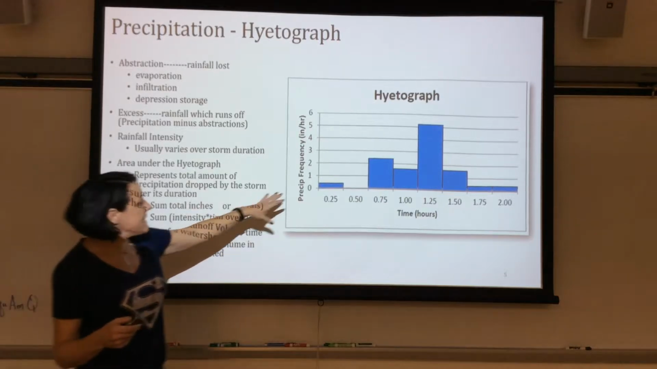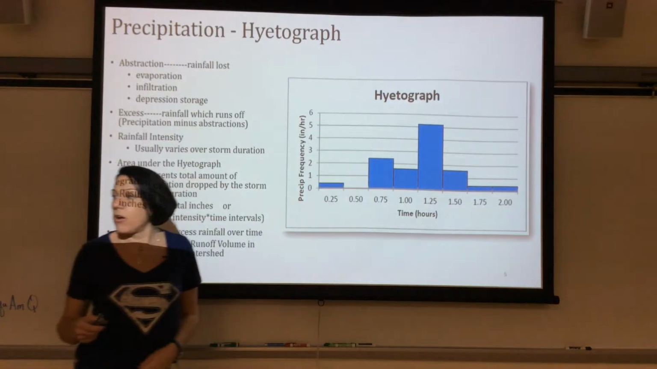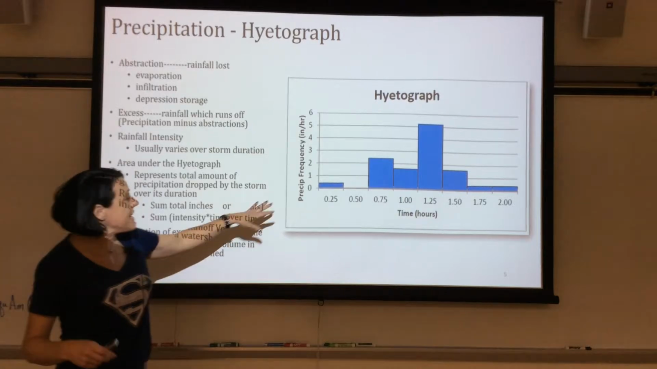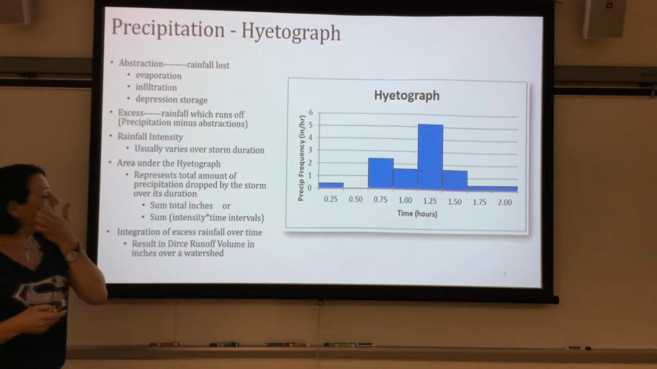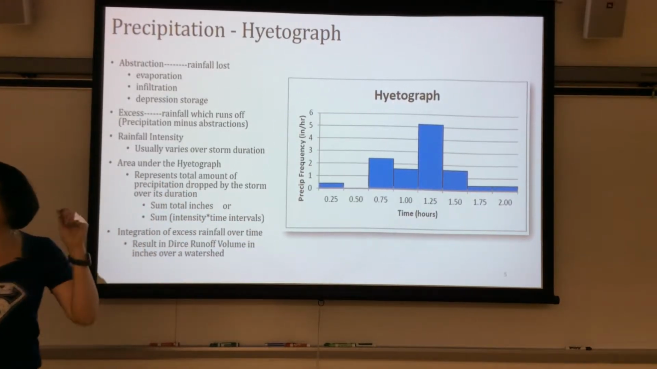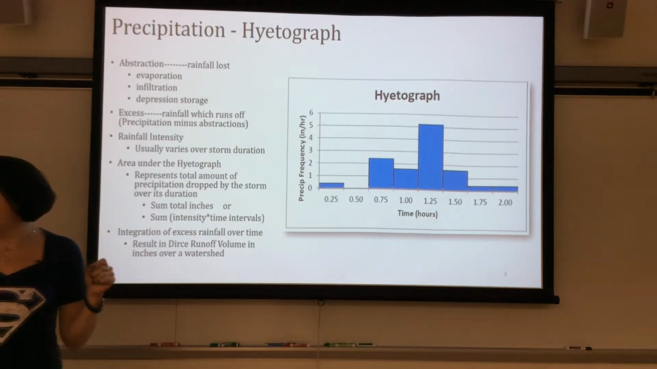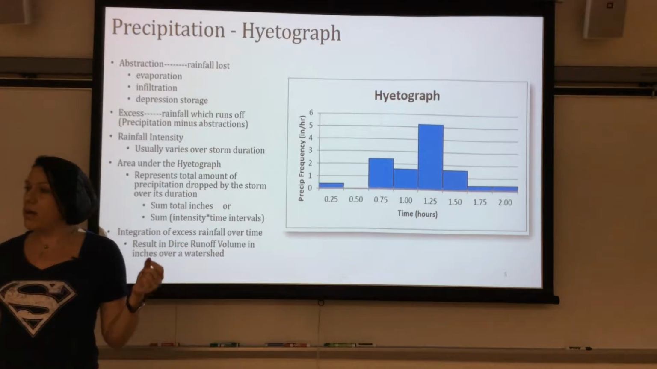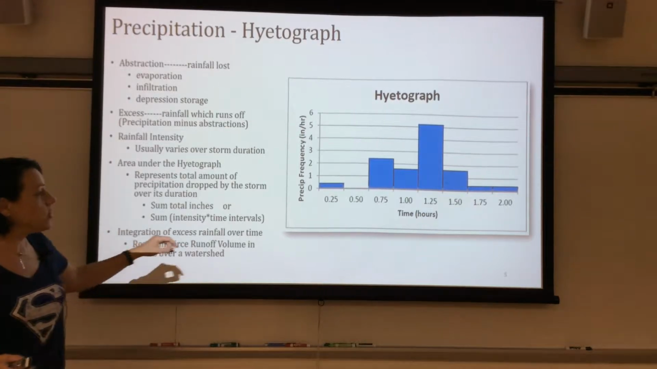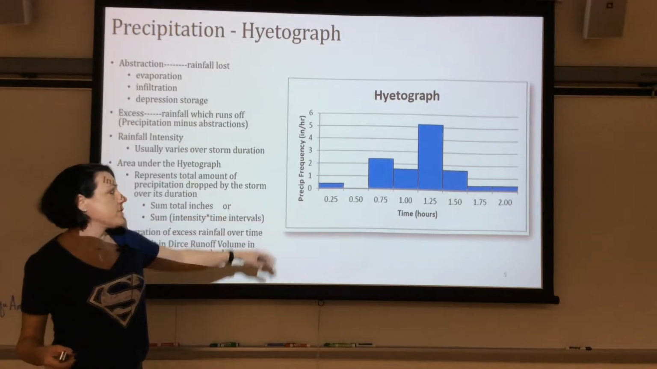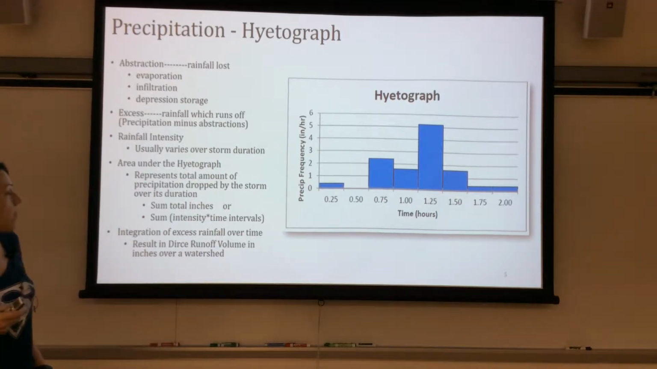Now, the intensity, notice that the rainfall varies. So this is inches per hour. You go out and take a rain gauge, usually a tipping bucket or something like that, and you get how much rain falls during a certain period of time. And you plot it: time versus precipitation in inches per hour.